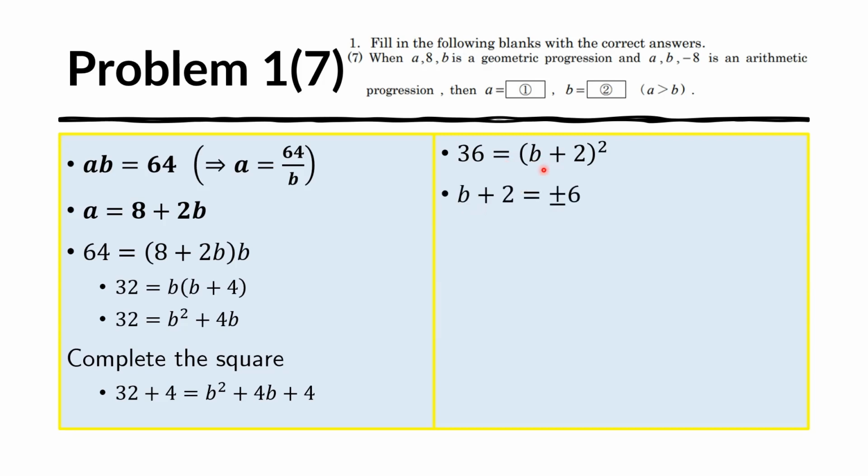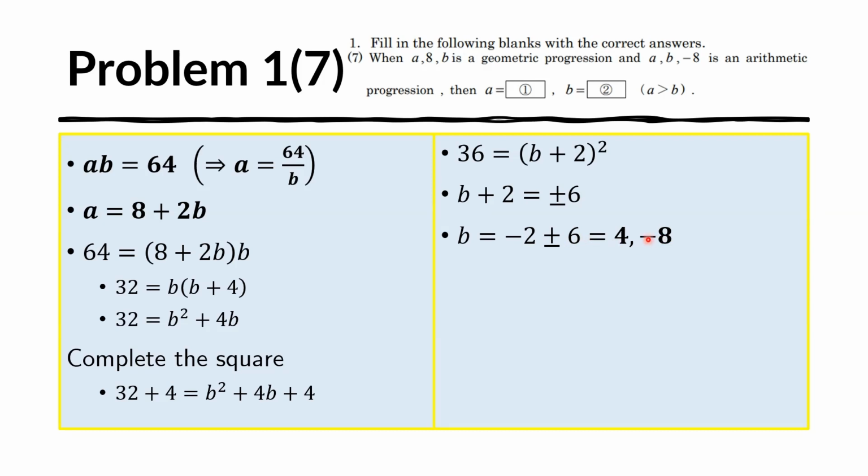So we get b plus 2, which is the square root of this side here, equals plus or minus the square root of 36, which is 6. Now we can just move 2 to the other side. So we get negative 2 plus or minus 6. If we use negative 2 plus 6, we get 4. If we do negative 2 minus 6, we get minus 8.